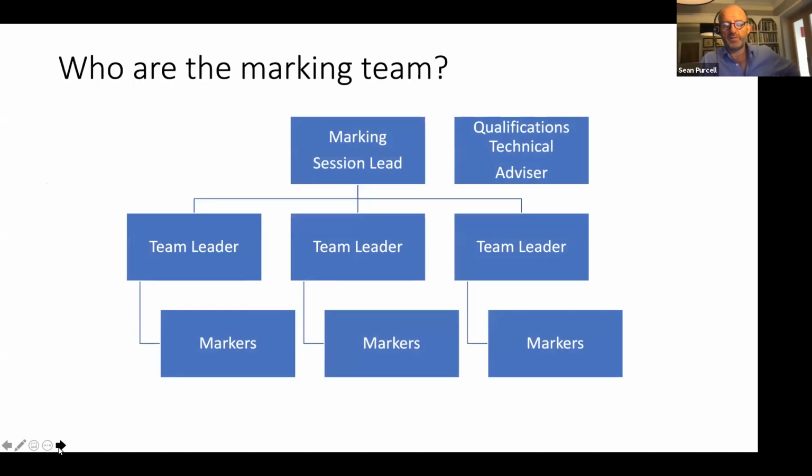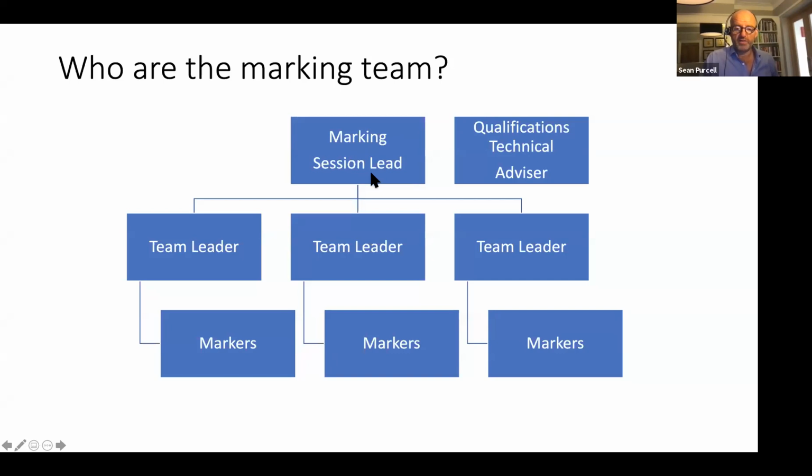So this is the marking team. You've got a marking session lead. So someone was talking about the examiner. There is actually an examining team these days because the exam takes place 4 times a year. And so they have not just one person as an examiner. And each time there'll be a marking session lead who's effectively the examiner. They will be someone from the ACCA, a qualifications technical advisor, who holds the examiner to account.